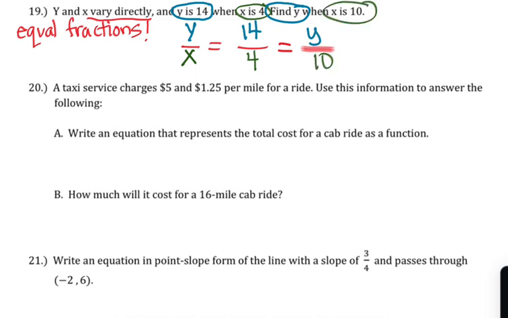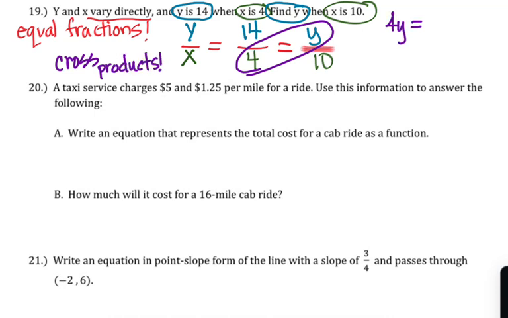I can find y when x equals 10 because of this property that we learned in chapter 1 called cross products. Now, this is not cross canceling. Please do not confuse it. This is cross products. And you see this only when there is an equal sign. This is equal, right? So they're equivalent fractions. And we solve here by doing cross products. So 4 times y, because products means to multiply, will equal 14 times 10, which is 140.